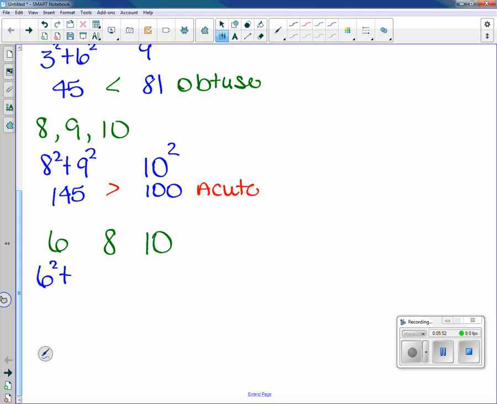6 squared plus 8 squared, and then I have 10 squared. This becomes 100, 100. Therefore, they are equal, so they are right for each other. Okay?